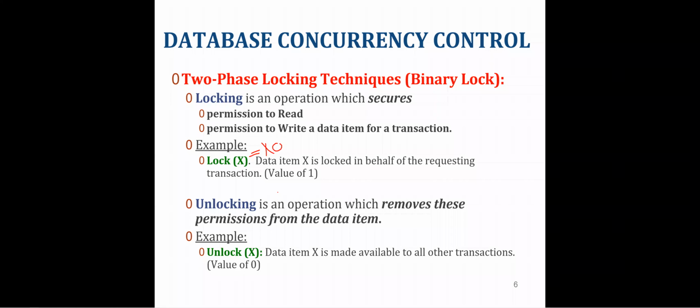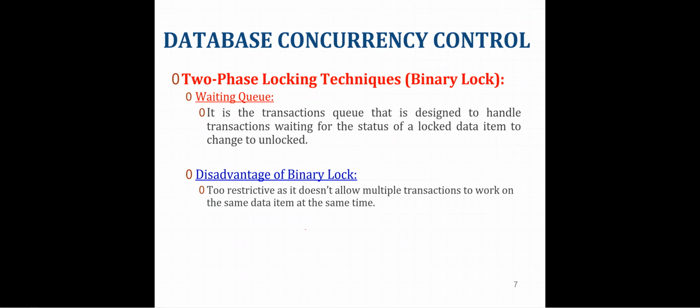Unlocking is an operation which removes these permissions from the data item. So in order to remove, you will just unlock X. And in this case, lock X will equal 0. So you have lock and unlock. Data item X is made available to all other transactions and its value will be 0. Okay.